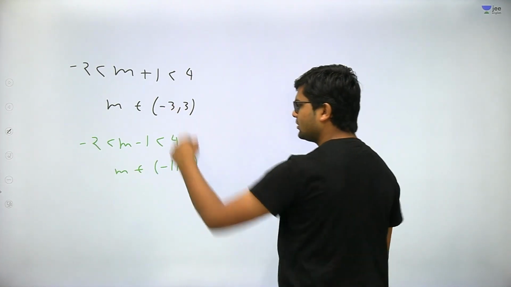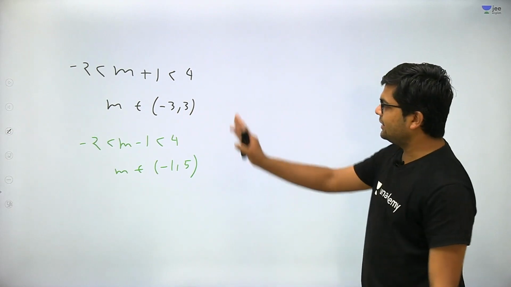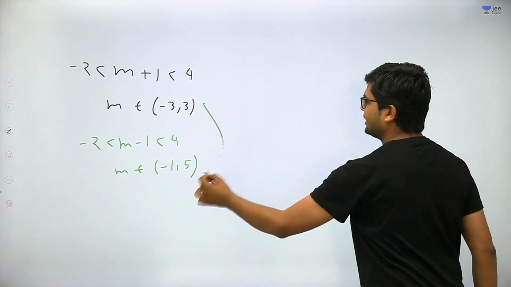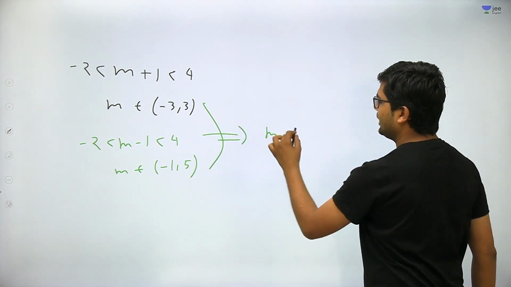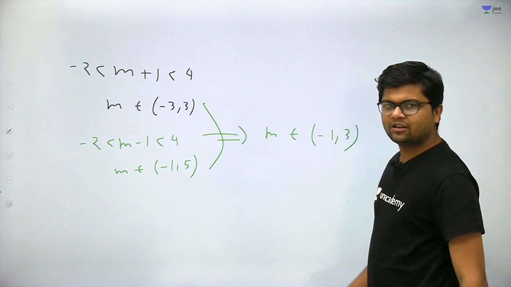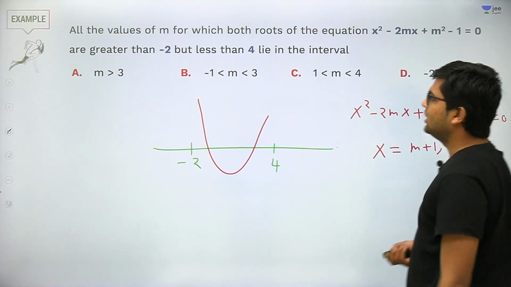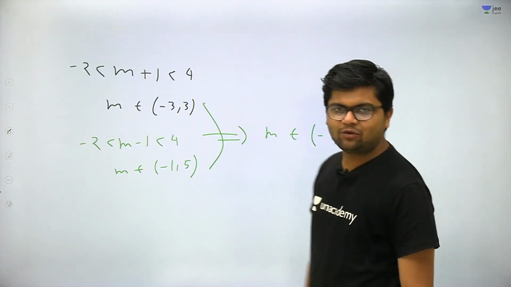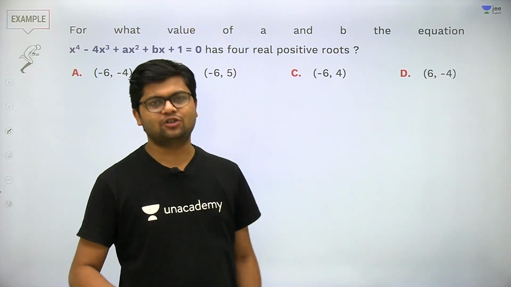Now if you take the intersection, it is saying minus 3 to 3, and it is saying minus 1 to 5. So the intersection of both these intervals, m will come out to be minus 1 to 3. Getting my point? If you take the intersection, that will be the answer. So the answer will be B for Bombay. Wonderful students, wonderful question, very basic question actually.